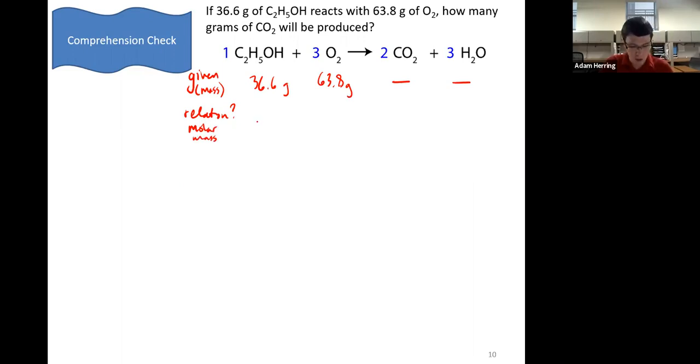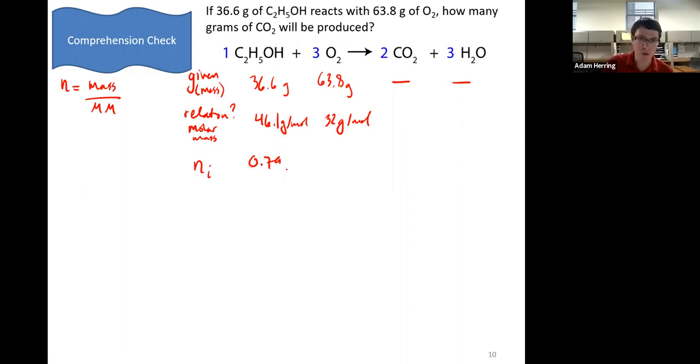The molar mass of ethanol is 46.1 grams per mole, and oxygen is 32 grams per mole. To find the moles, that's determined by taking the mass and dividing by the molar mass. When we do that, we get our initial moles: 0.794 moles of ethanol and 1.99 moles of oxygen.